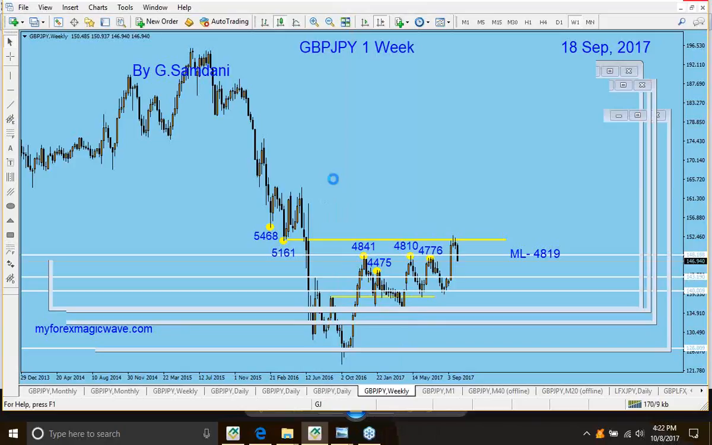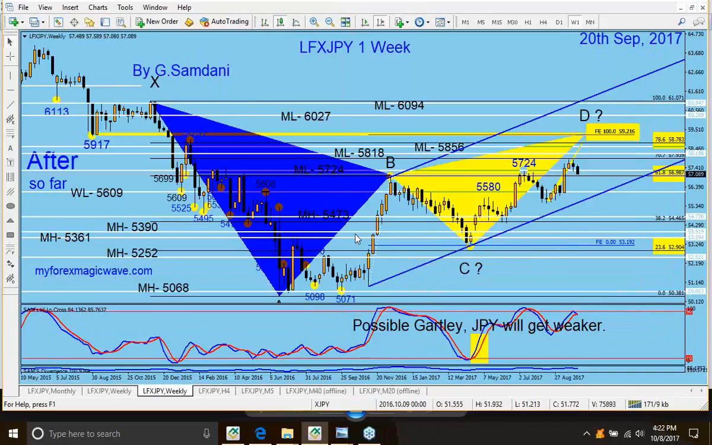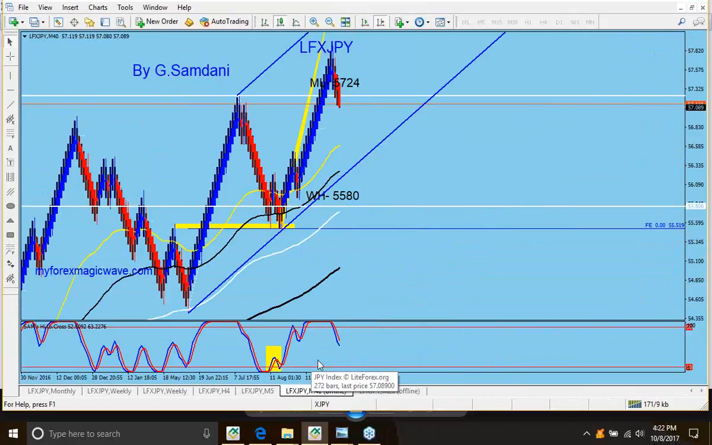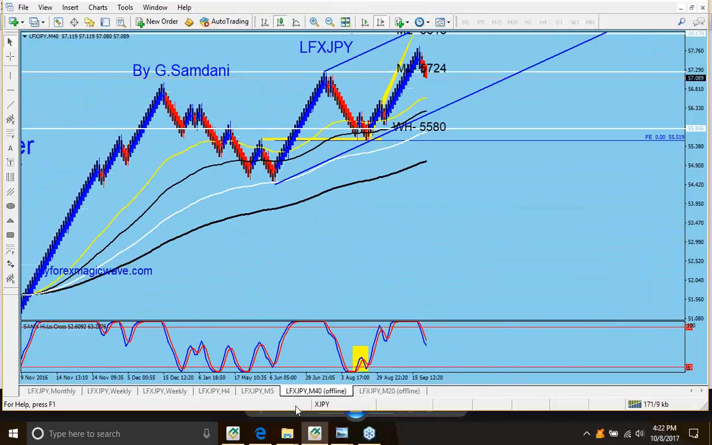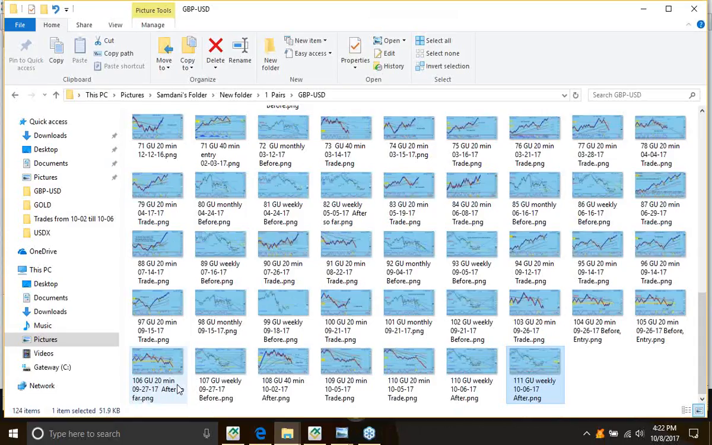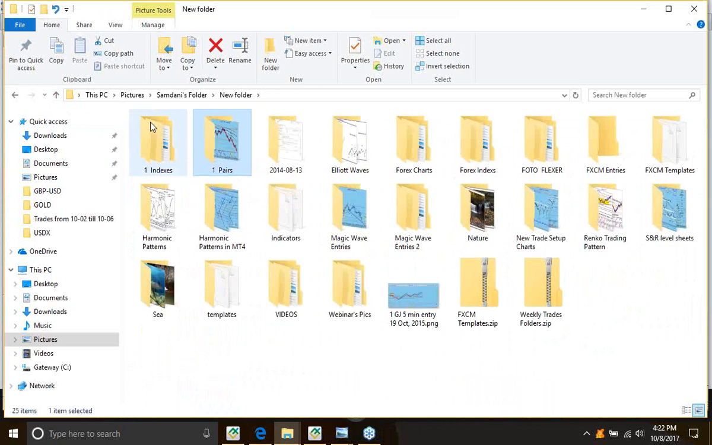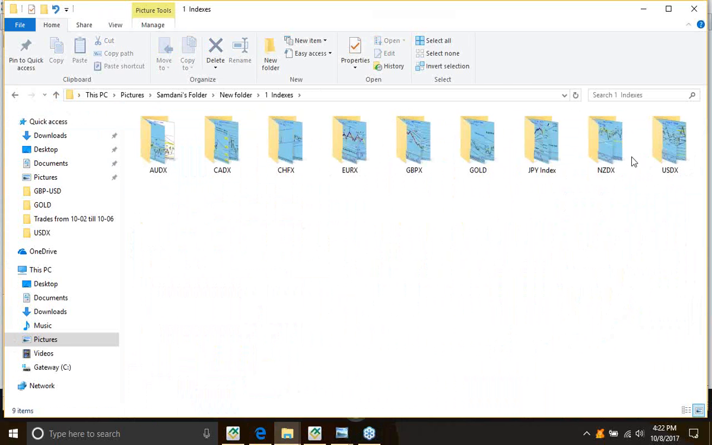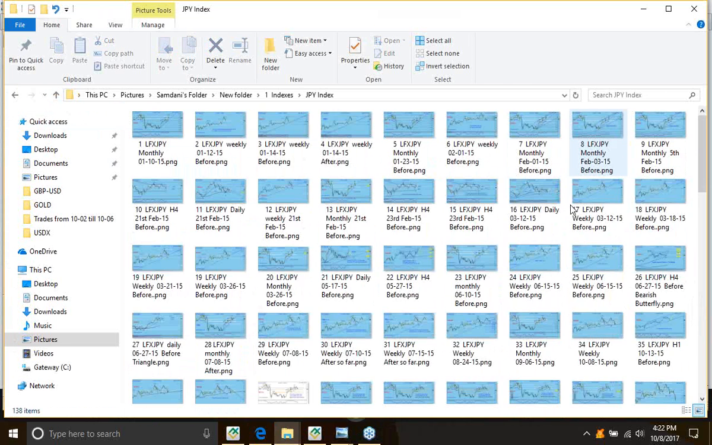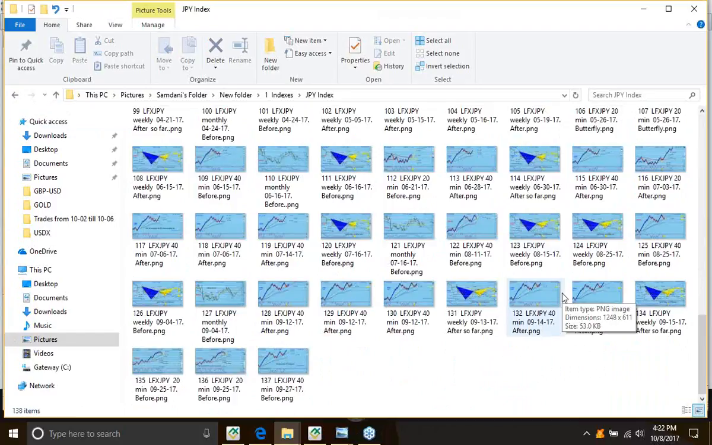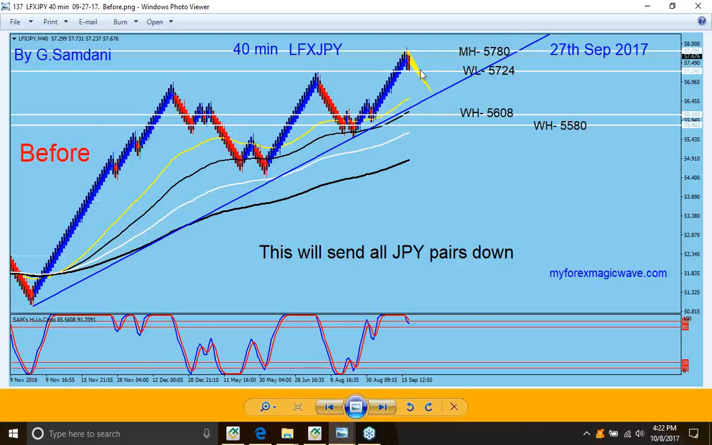In yen, I was expecting strength in yen on a 40-minute chart. If you remember, well, it's not here. Let me show you what my chart was and what it is doing. Okay, I think I probably made the chart on the other broker. All right, so this is the one I made.